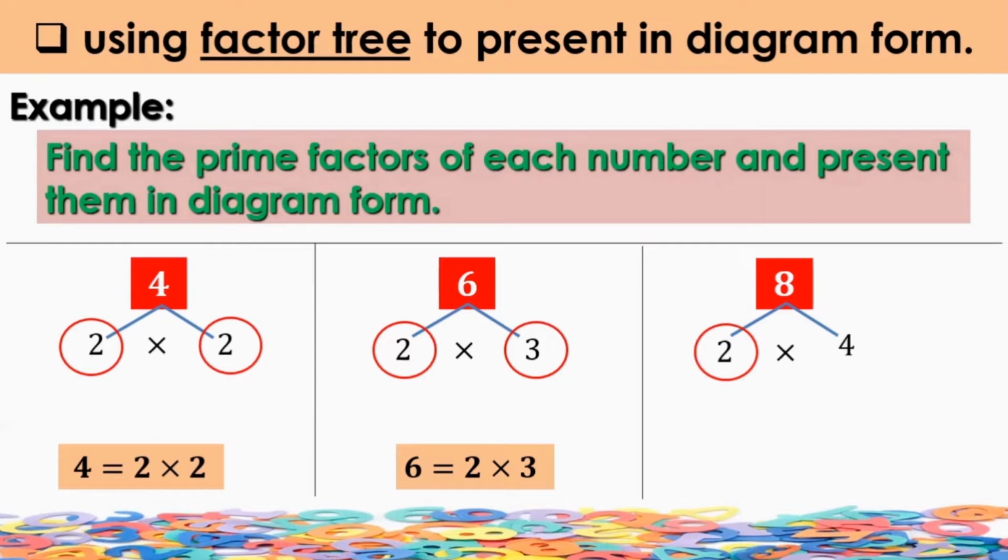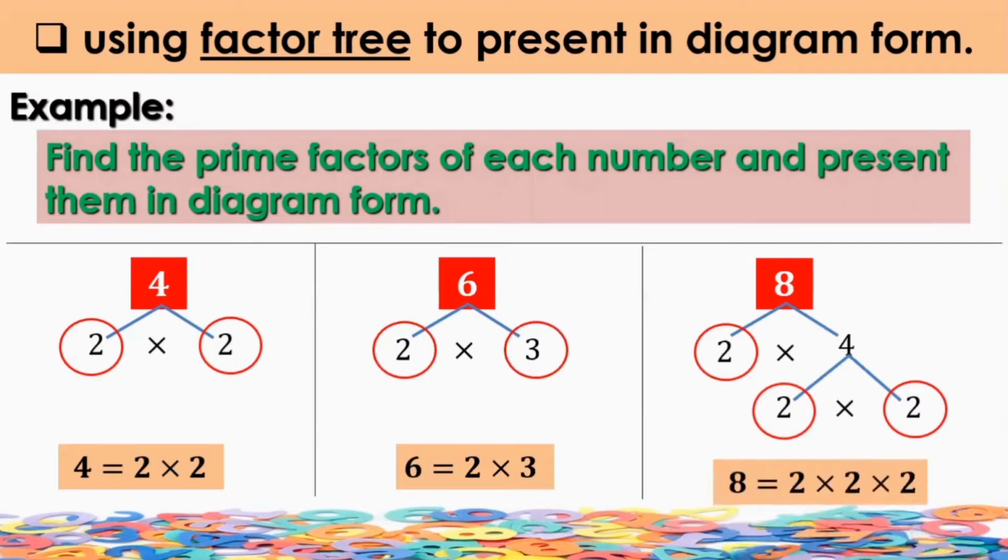If that is the case, continue the process. So think of a factor of 4 that is a prime number. 2, right? So 2 times a number is equal to 4. So that number is 2 also. So from here, we have the prime numbers already. So let's stop. Therefore, the prime factors of 8 is equal to 2 times 2 times 2.